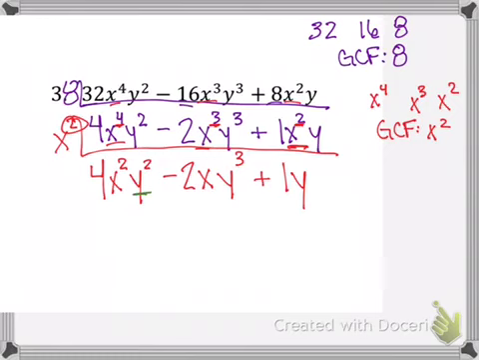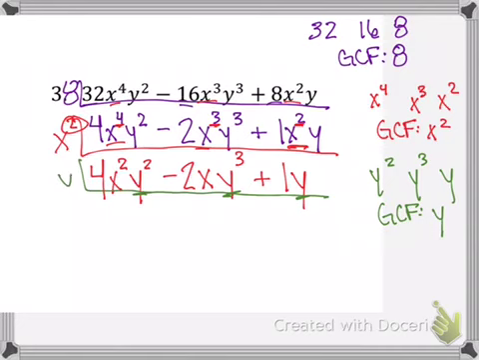Then I have to deal with my y's. They all are in those terms. So I have y to the second, y to the third, and y. So my greatest common factor between those is y. Let's divide by y. I'm subtracting 1 from each of these exponents.